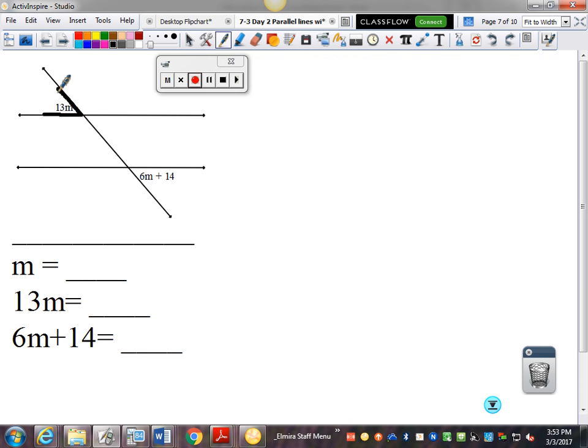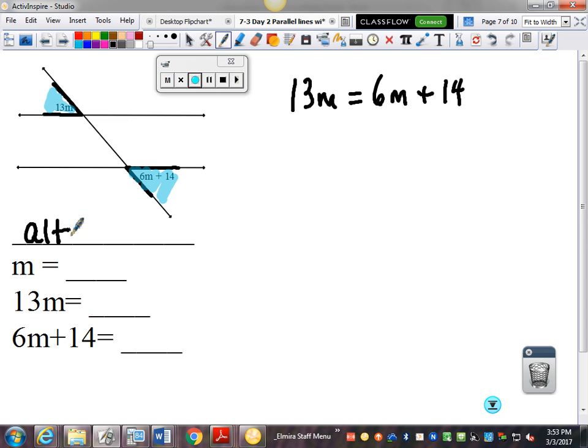13x is acute. 6x plus 14 is acute. They're both acute, so I color them the same color, and that helps me to set this up correctly. Now both angles are on the outside and they're both congruent to each other, so this is alternate exterior.